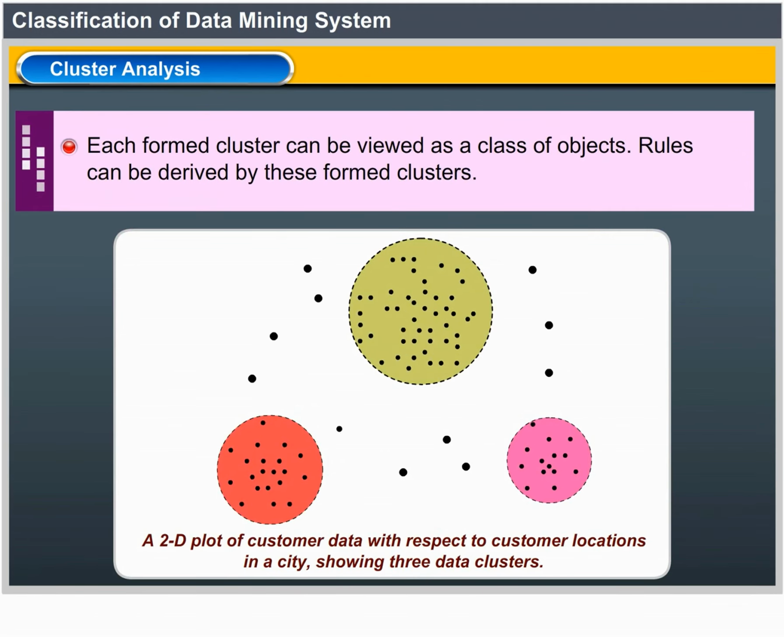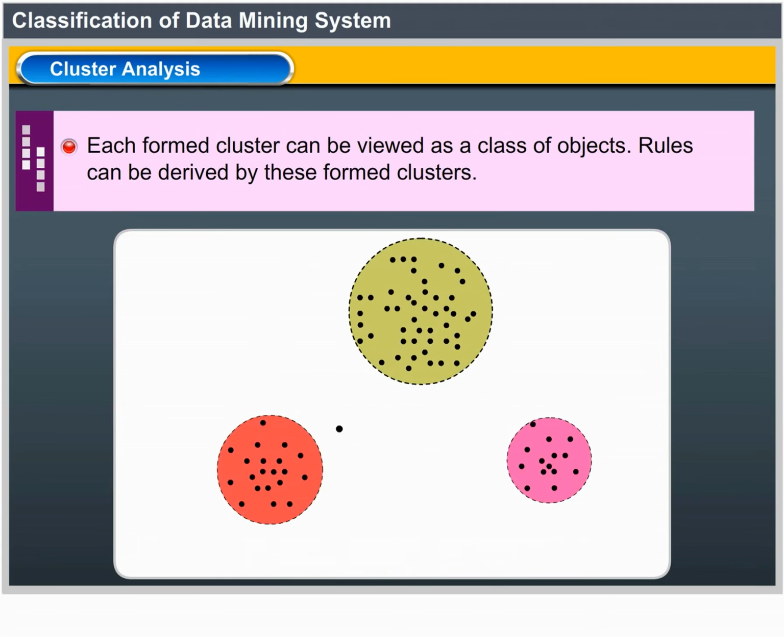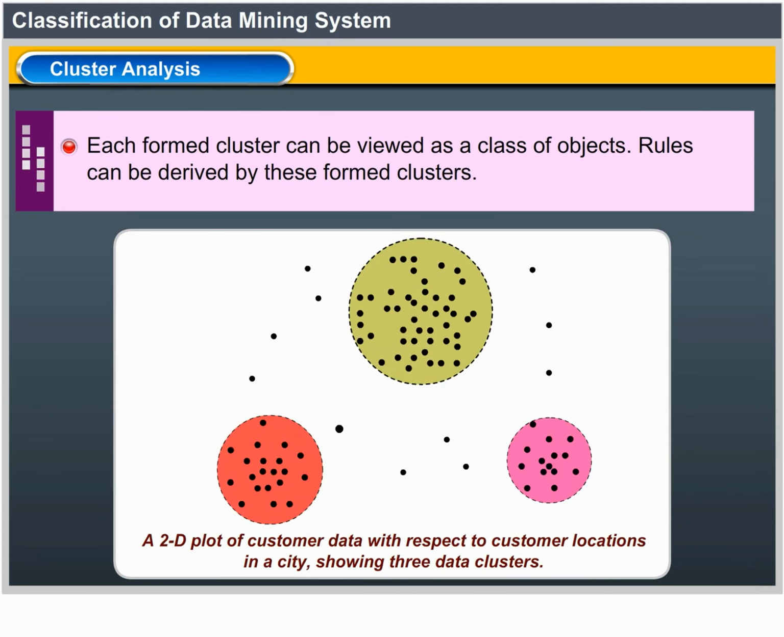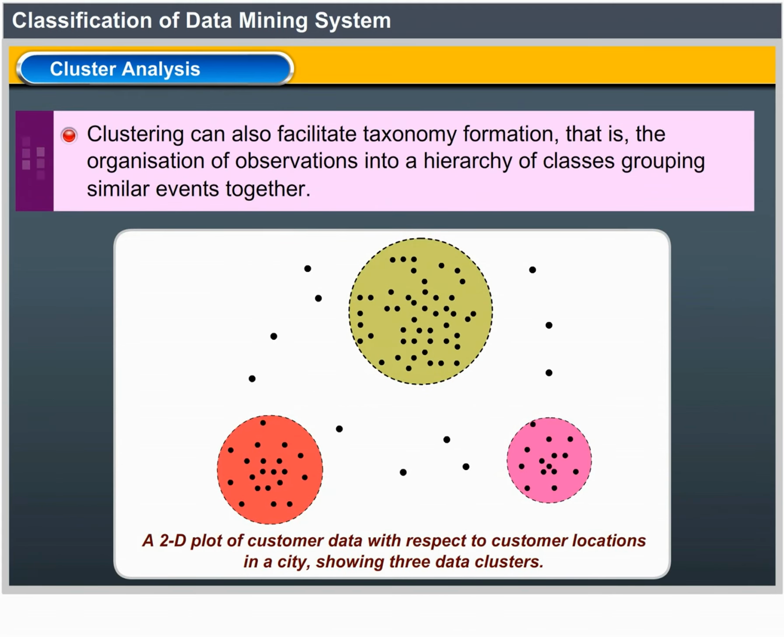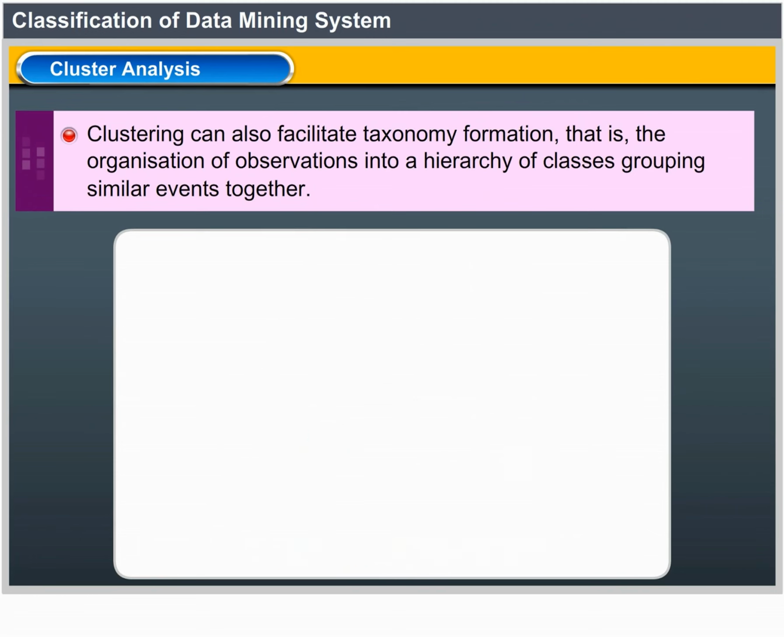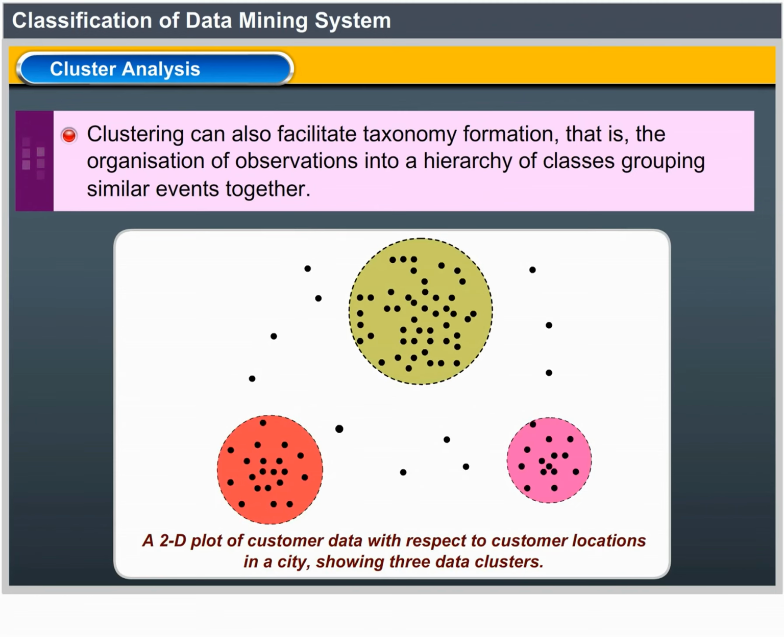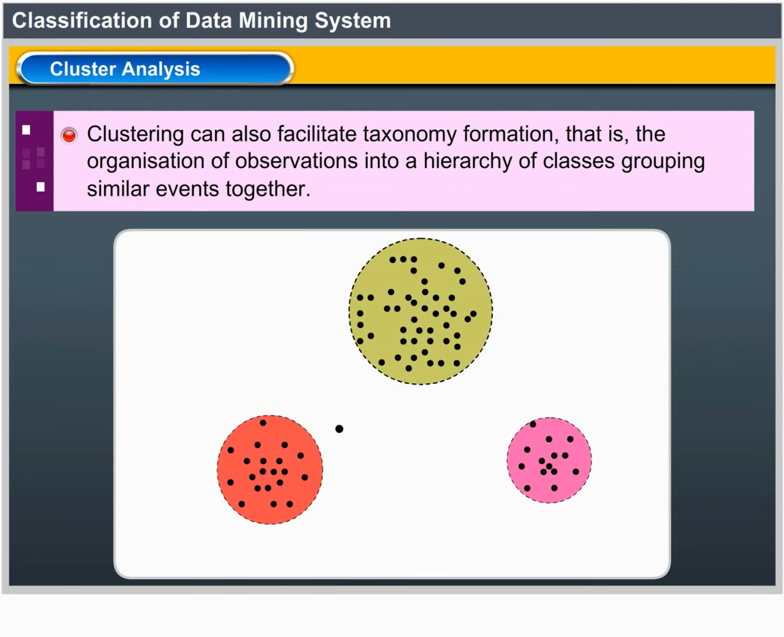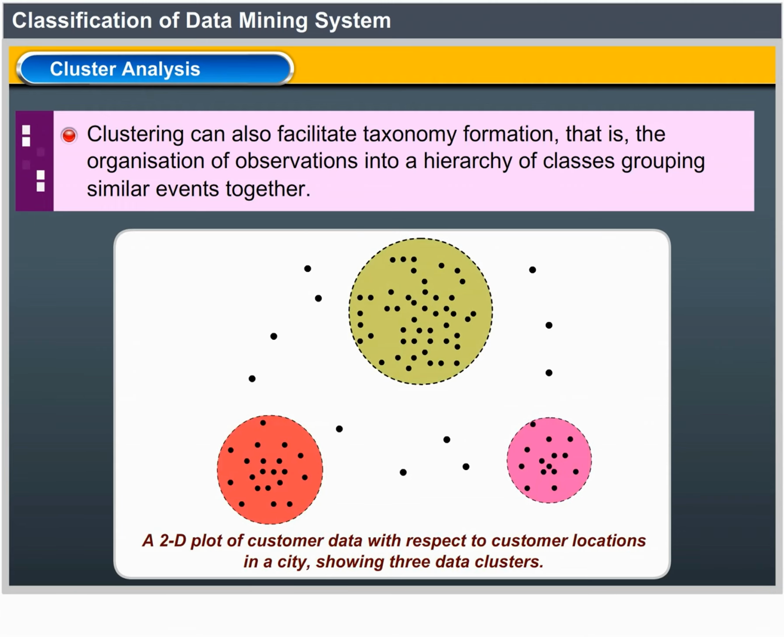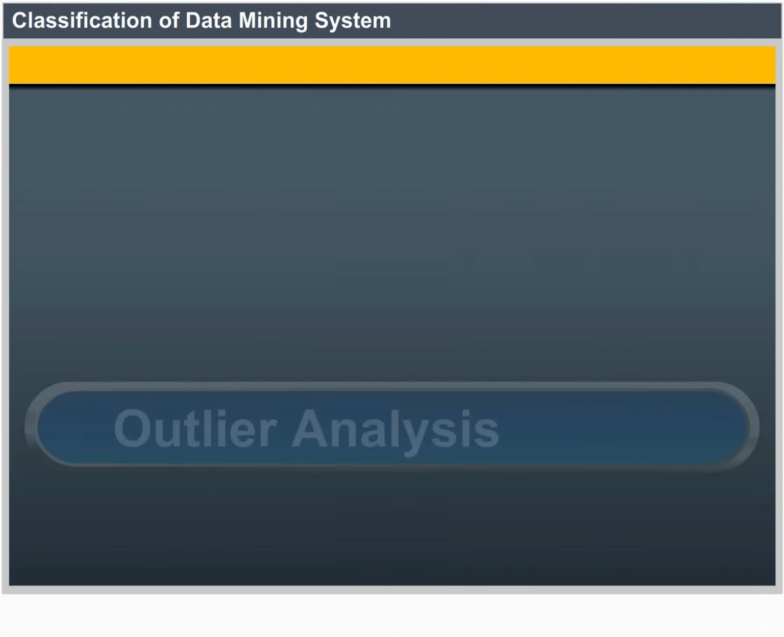Each cluster so formed can be viewed as a class of objects from which rules can be derived. Clustering can also facilitate taxonomy formation, that is, the organization of observations into a hierarchy of classes that group similar events together. Figure shows a 2D plot of customer data with respect to customer locations in a city, showing 3 data clusters.